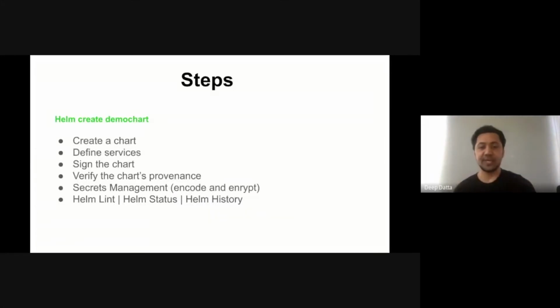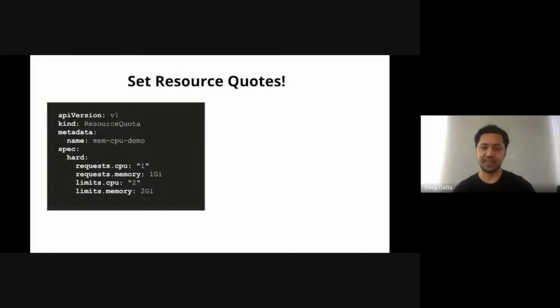And as we go through each step, at a high level, what we're going to do is create a chart. I'll show you very quickly where the services live. Then we are going to sign a chart. We're going to verify the chart and talk about provenance. Then I'm going to show you a specific tool for secrets management and why that's important. And throughout this talk, you'll see some of the commands that help you manage the state of your application, like helm lint and helm history, which I mentioned earlier.